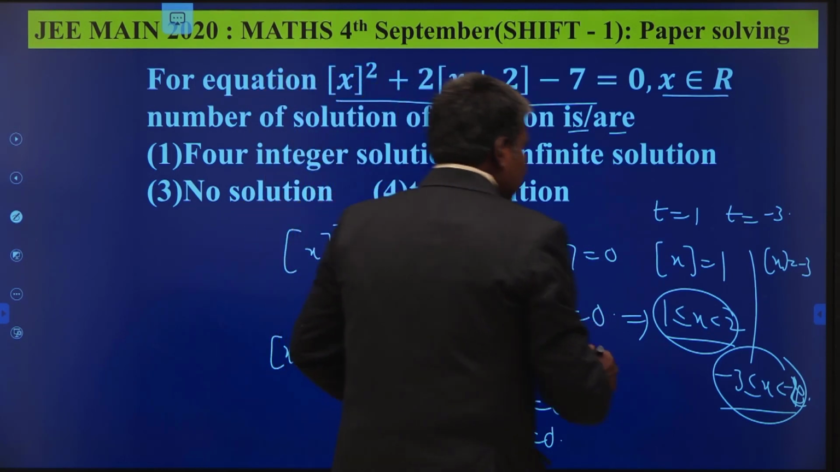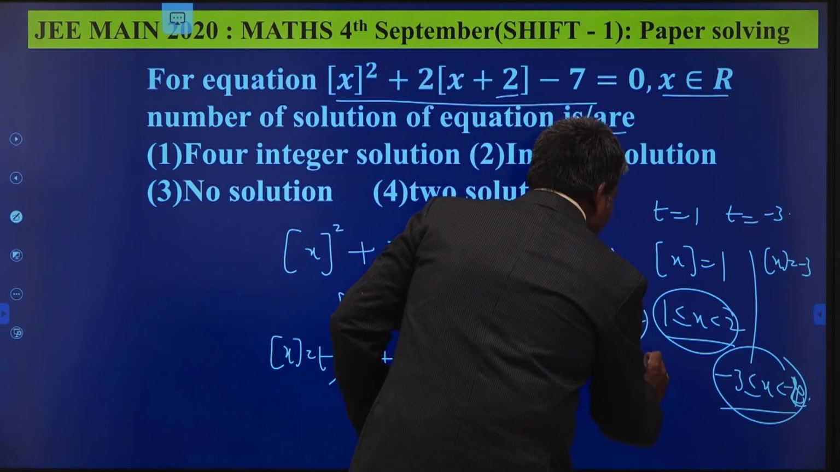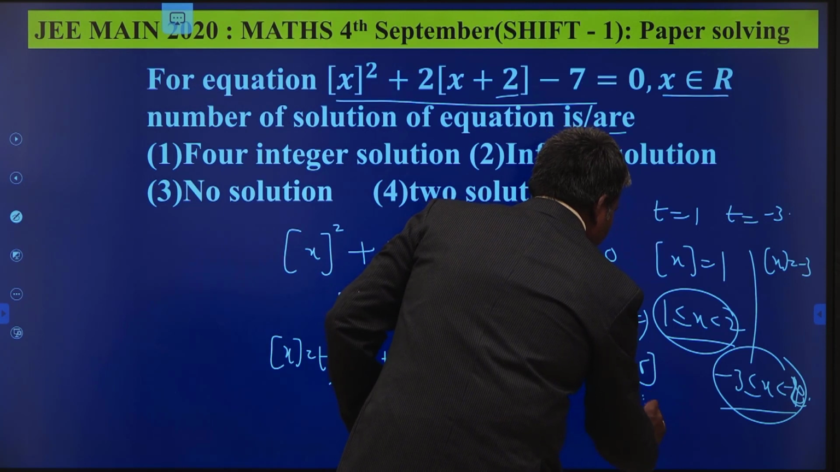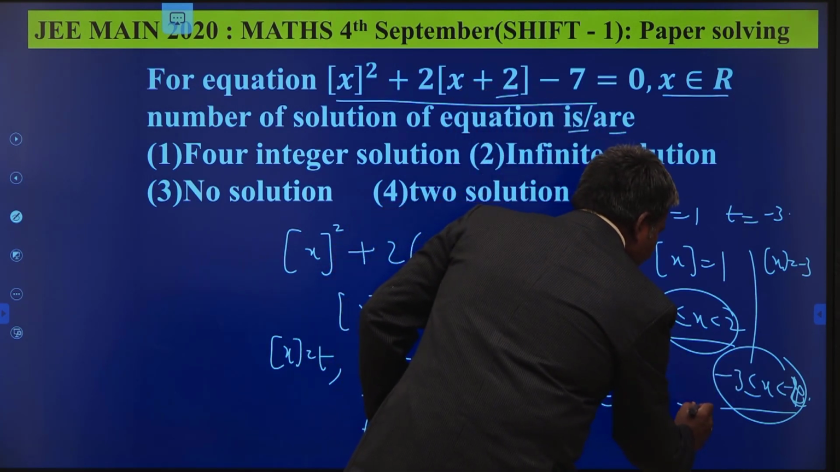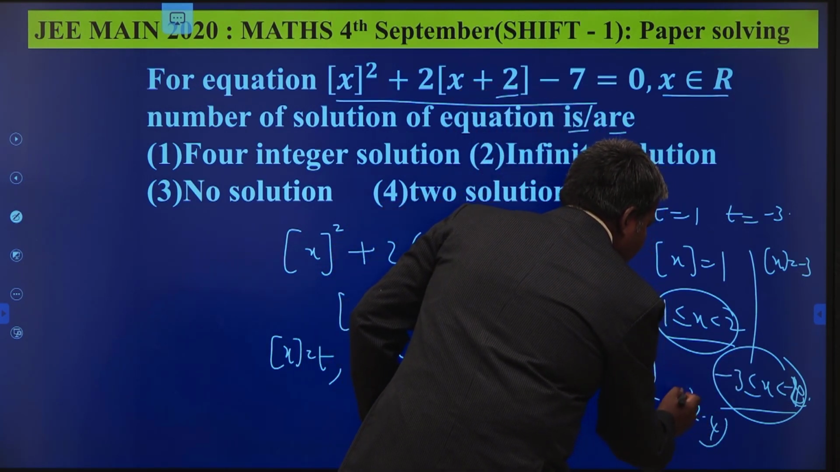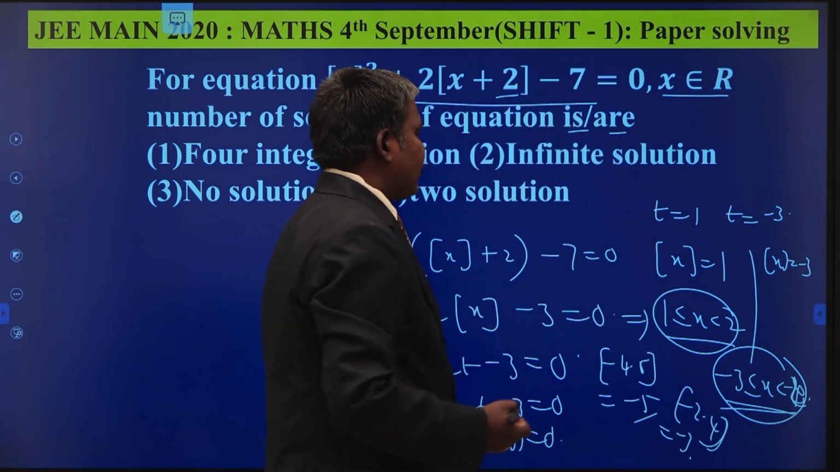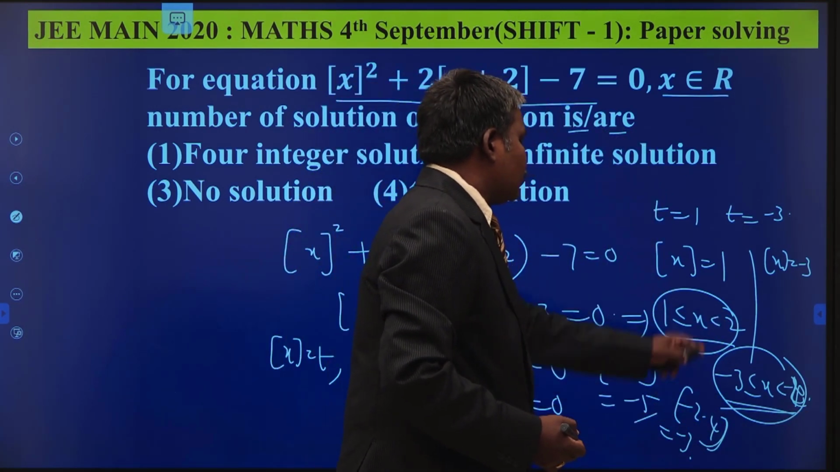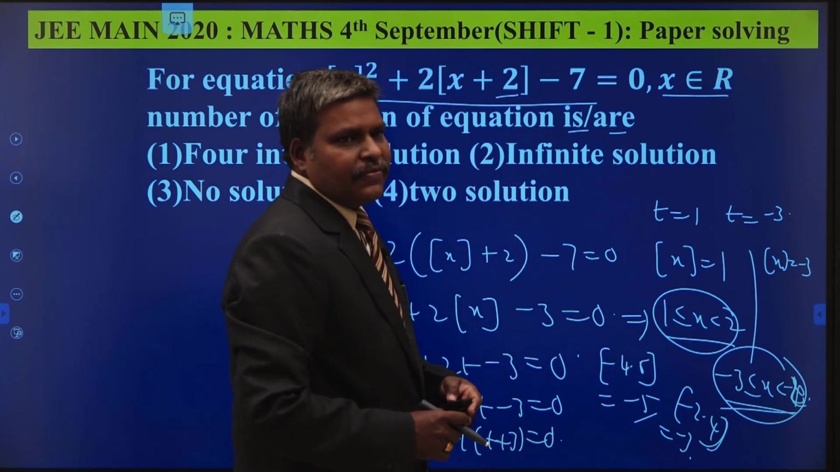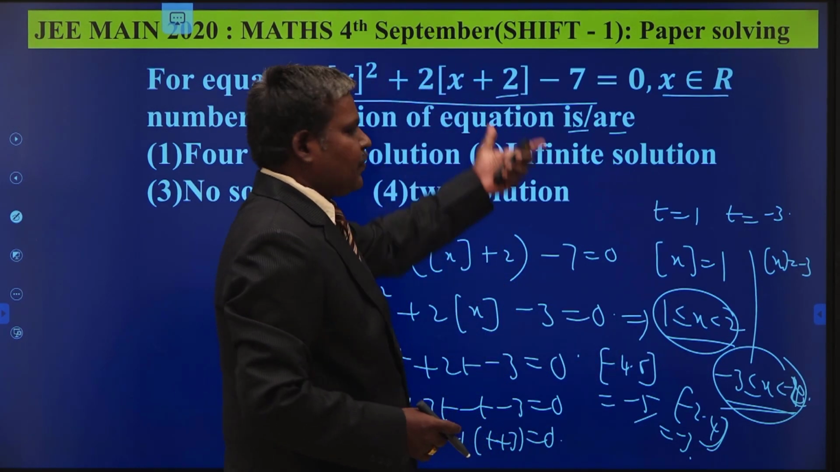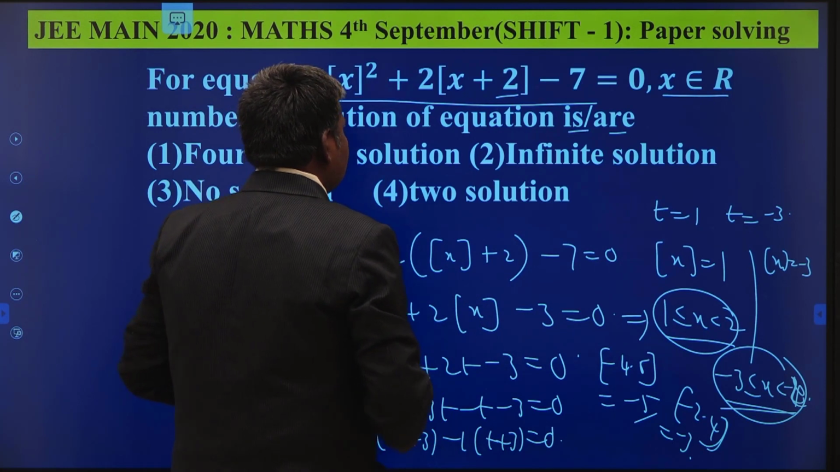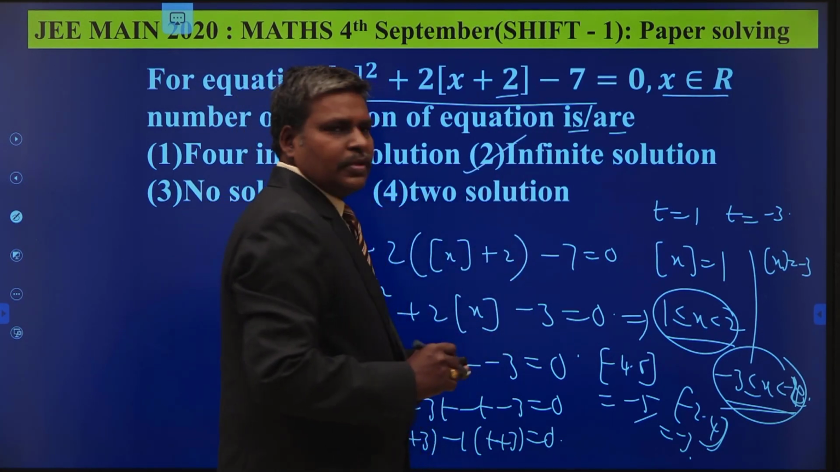Minus 4 point something, minus 4.5. What is the box of minus 4.5? Minus 5 will be there. Box of minus 2.4, what is the value? Minus 3 is there. So its solutions are minus 3 to minus 2 and 1 to 2. So it has an infinite number of values of x satisfying this equation. Therefore, the number of solutions is infinite. Understand?